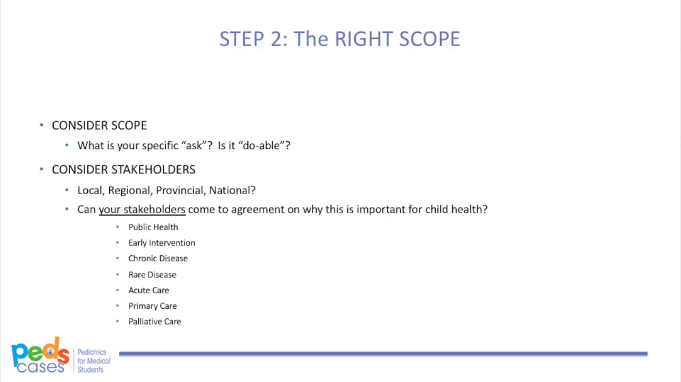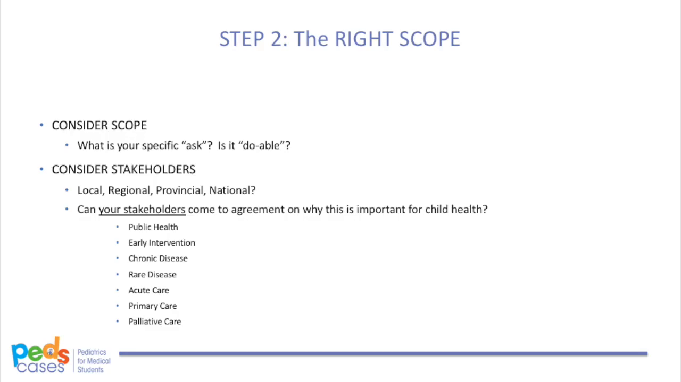Now that we have the right topic, let's consider the scope. It is important to define your advocacy agenda to be something specific and doable. If you try to boil the ocean, you will likely not be successful. However, if you outline a clear ask, something that can be understood by the relevant audiences, and something that can be executed within a reasonable time frame and budget, you may be.